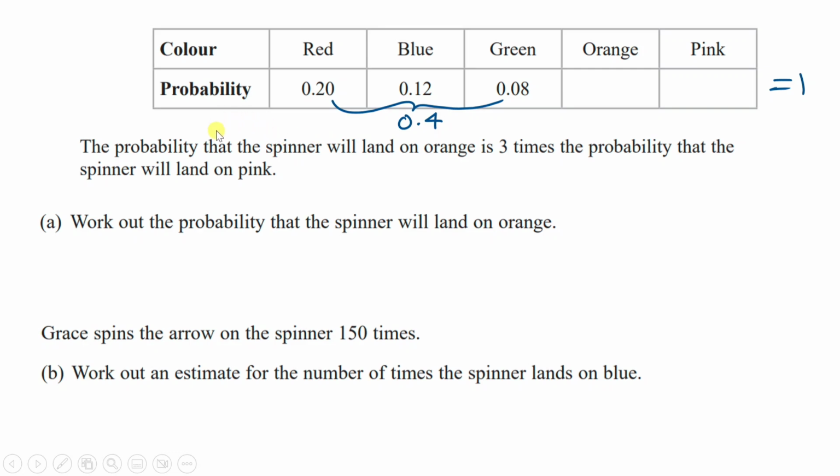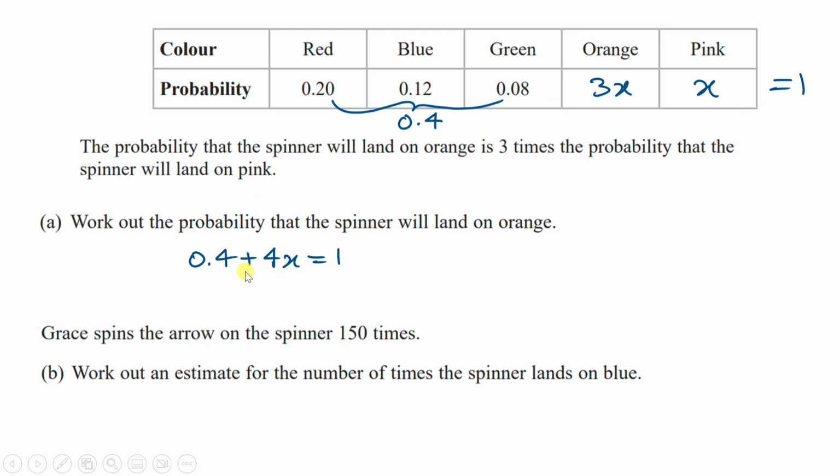Now it tells us that the probability that the spinner will land on orange is 3 times the probability to land on pink. That means if pink was x, orange would be 3 times that, so 3x. Nice. Now, remember we just said that if we added all of these together, it has to equal 1, right? So let's do it. You're going to have 0.4 plus these 2 terms, which will make 4x, and that's equal to 1.